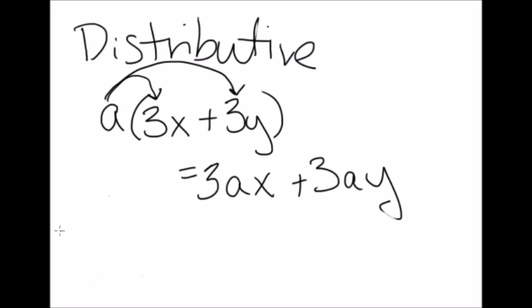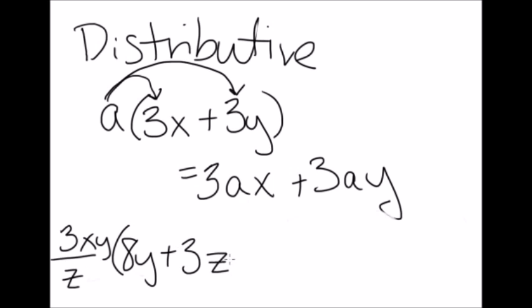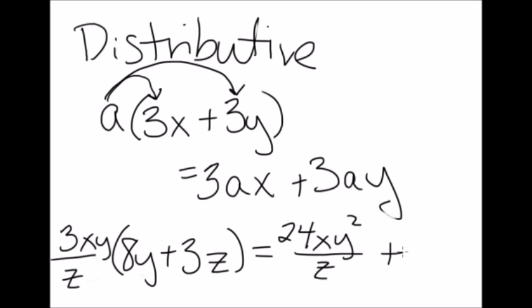that. Again, in your classes, it's probably going to be something that's a little more complex, where you have something like this, and your professor will just multiply the 3 and the 8 and cancel the z.